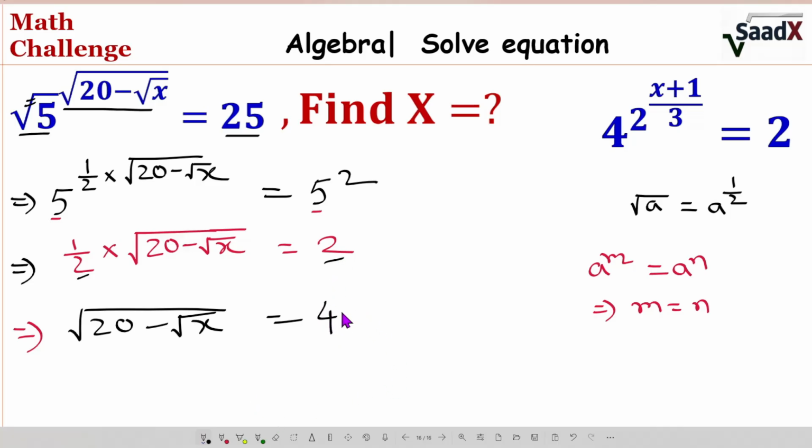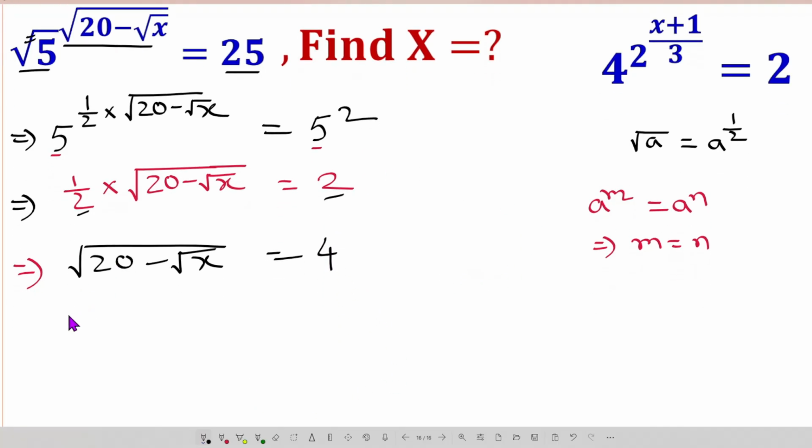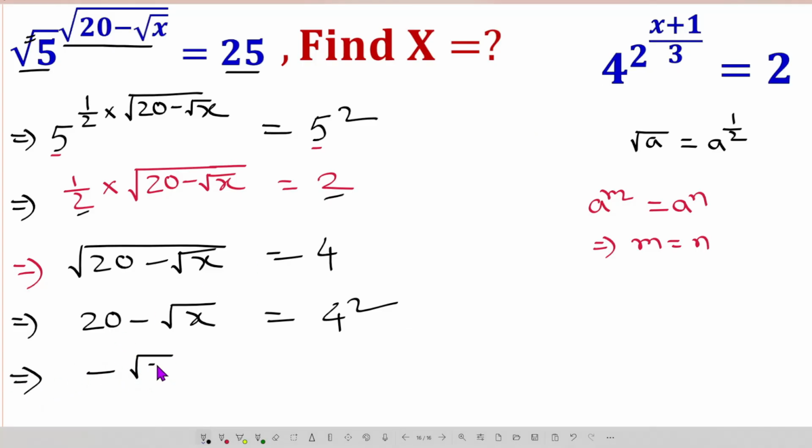Okay, so now we can square both sides. So 20 minus root x equals 4 square. So we can write minus root x equals, this is 4 square means 16, and this 20 we transfer to the right side, so minus 20.